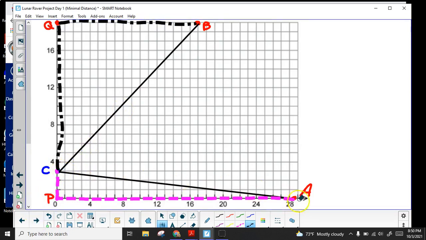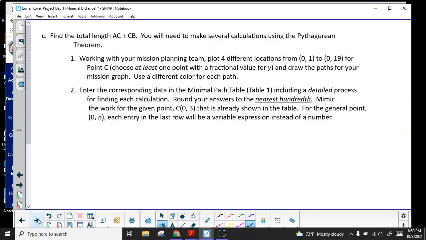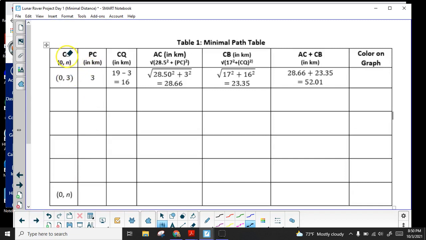Now, in order to find AC, we would find this vertical leg plus this horizontal leg. We would do A squared plus B squared. That would give us C squared. So in the end, to find C, we would need to take the square root, which is what this table is showing us over here. That when we chose the point to be at 0, 3, then our PC is 3. CQ is 19 minus 3, because 19 was our topmost point, which gave us 16.